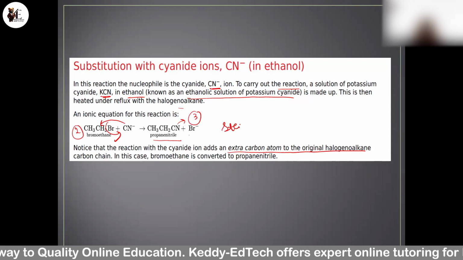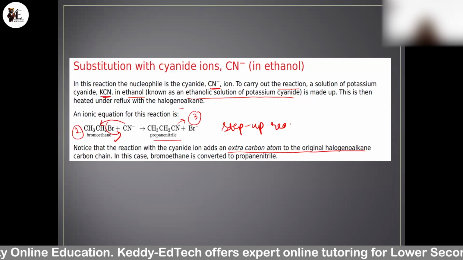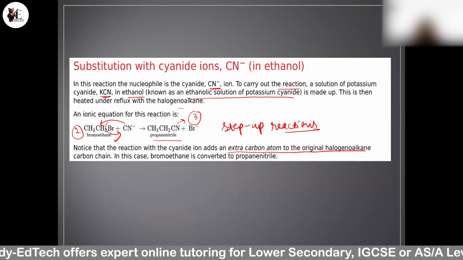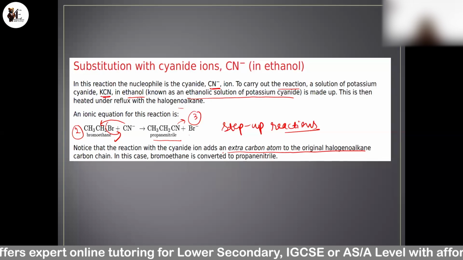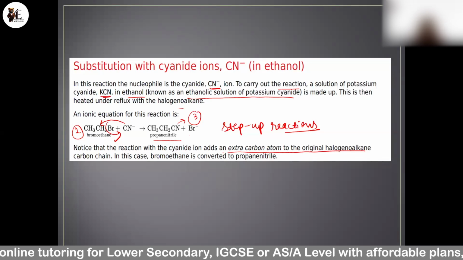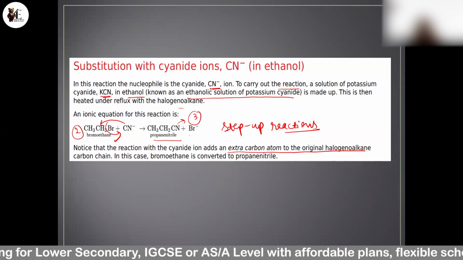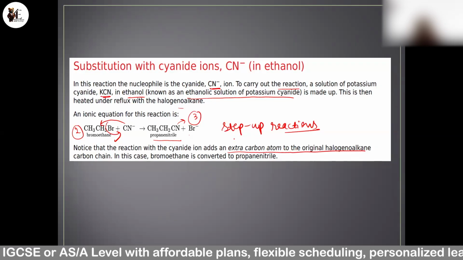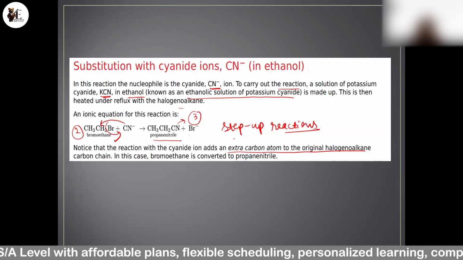This is also known as a step-up reaction. In a step-up reaction, the number of carbon atoms increases by 1. So bromoethane is converted into propanenitrile with the cyanide. This question will end up in your exam: in which reaction does the number of carbon atoms increase by 1? This is the substitution of halogenoalkane with cyanide ions.